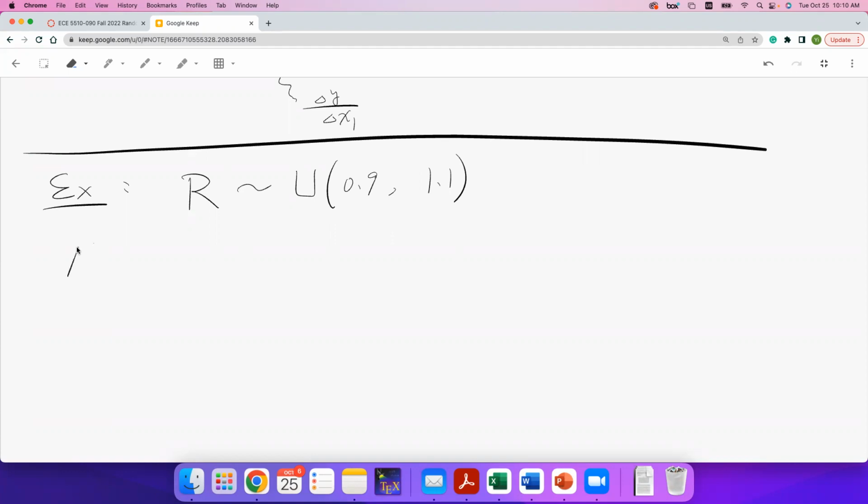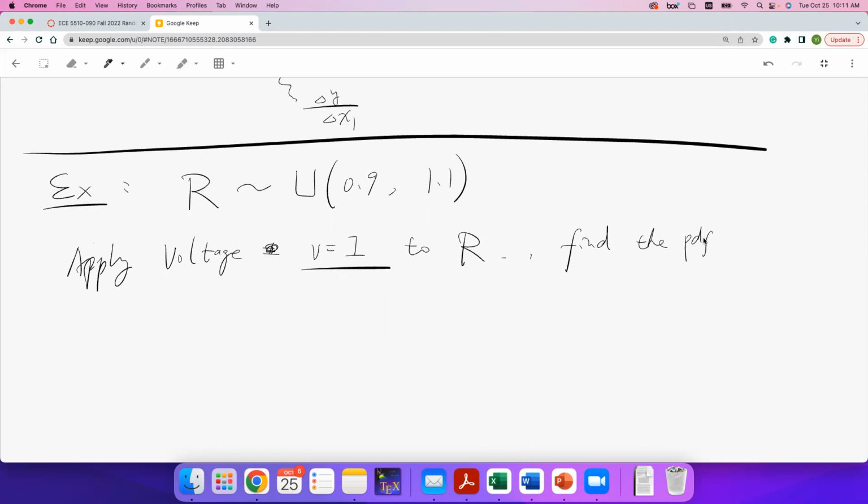And we apply a constant voltage to the resistor. This is 1 volt. Apply this constant voltage to the resistor. Let's find the PDF of the current.